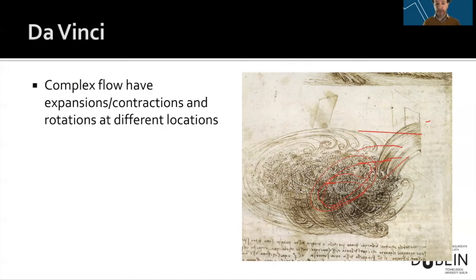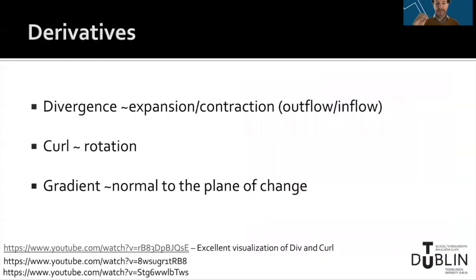Flow can be complex. A vector field that represents this flow can be quite complex because you have different contractions and expansions and rotations at different locations in the flow field. And this is exactly why we use derivatives. We use divergence to describe the expansion and contraction. We use curl to describe rotation. And all this is motivated by our gradient. This video here is really lovely at visualizing these things.